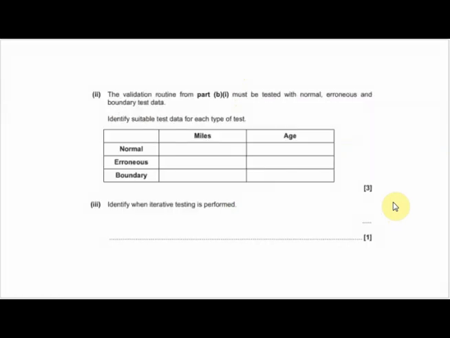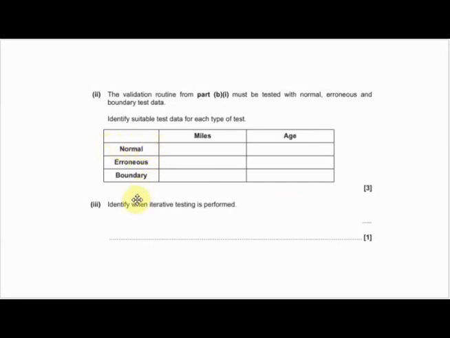So it says here the validation routine from part BI must be tested with normal, erroneous and boundary test data. Identify suitable test data for each type of test. So we've got the normal, we've got erroneous, and we've got boundary. So let's just remember what this is.